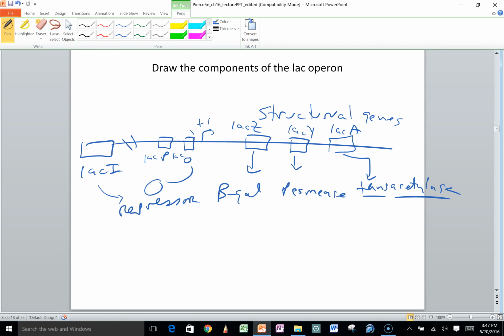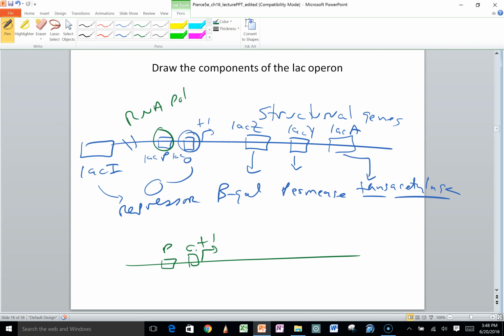And the repressor binds the operator. RNA polymerase binds the promoter. And that's about it for now. But get used to drawing that. Let's draw real quick.